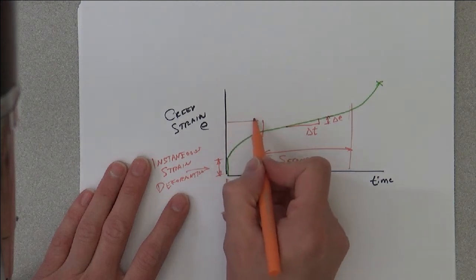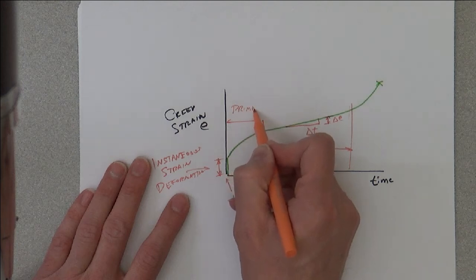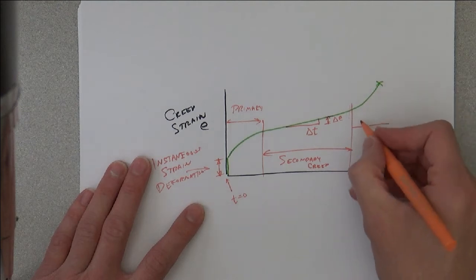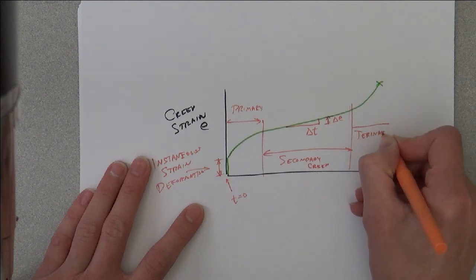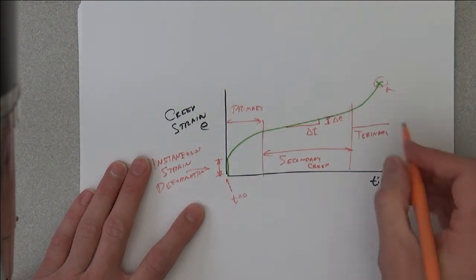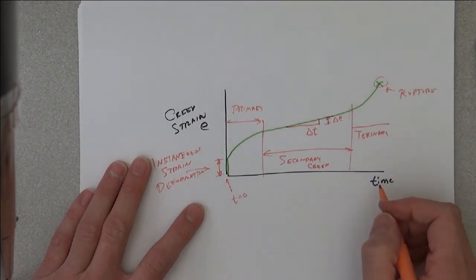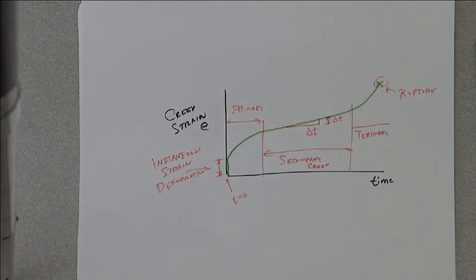This part is then primary, and this is ternary. And up here we have rupture. So in this primary region, you have the mechanisms of creep initiating.